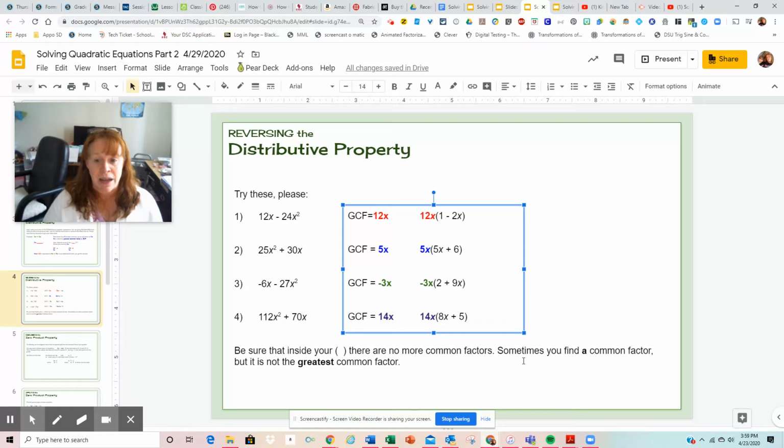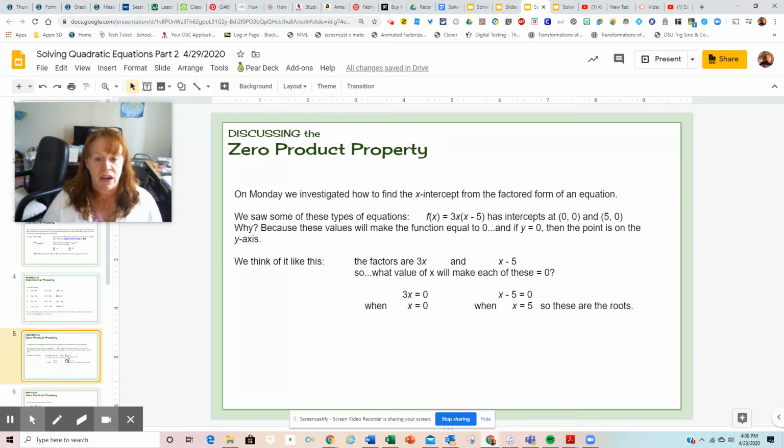Sometimes you find a common factor when it's not the greatest common factor. Like here, I could use 3, I could use 4, but that wouldn't give me the greatest common factor. You want to make sure that there's nothing else inside your parentheses that those two terms have in common. So now I'm going to move on down here.